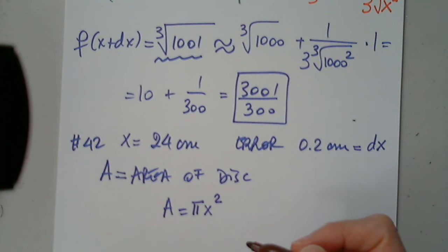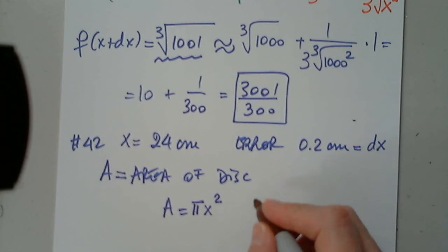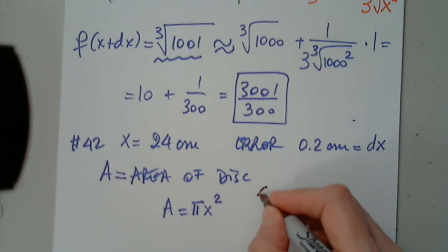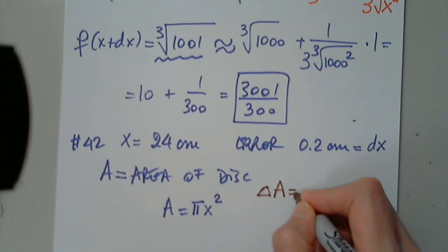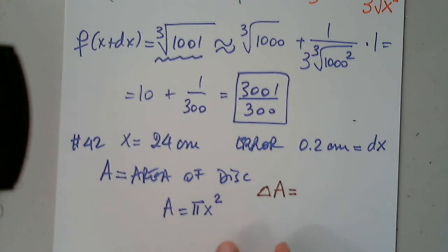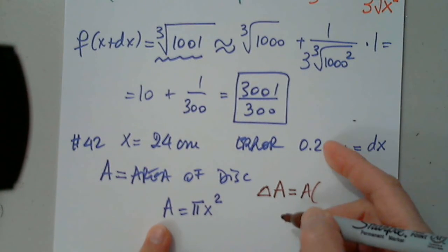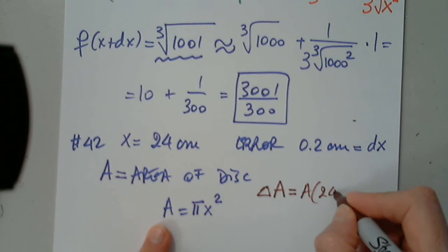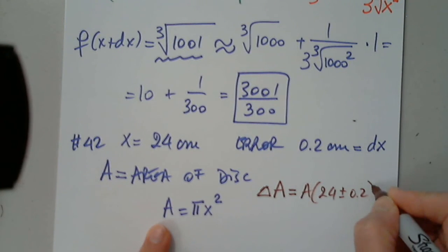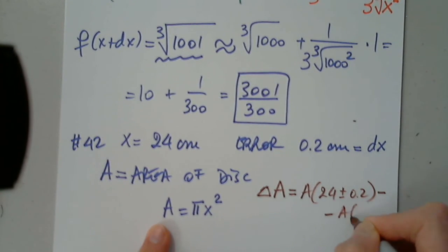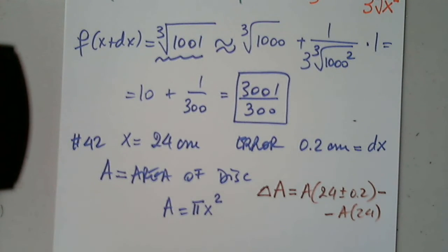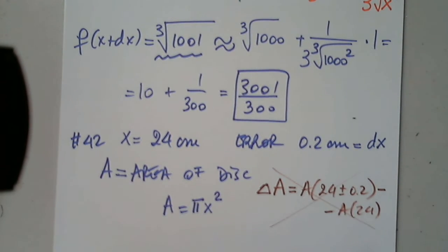What are we asked to find? Not the exact, so I am not asked to find dA. What will delta A be? Delta A will be the area with 24 plus or minus 0.2 minus the area with 24. But no, they don't want the exact. They want us to find the approximate delta A.